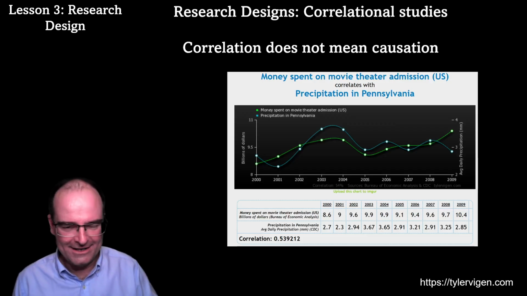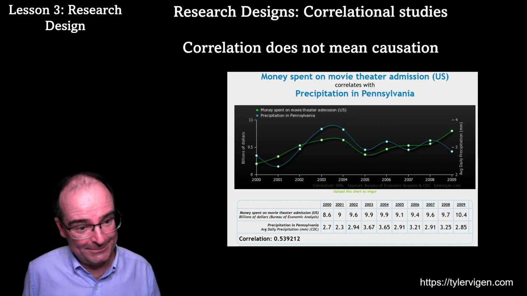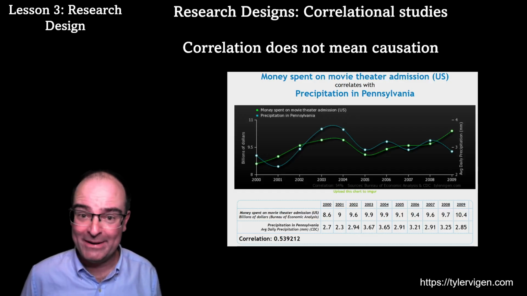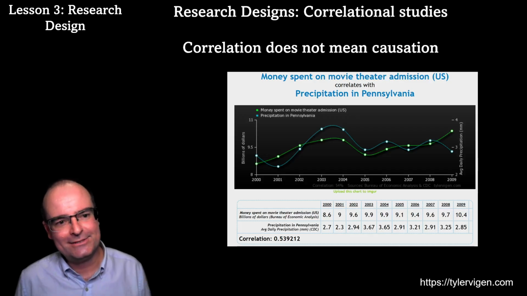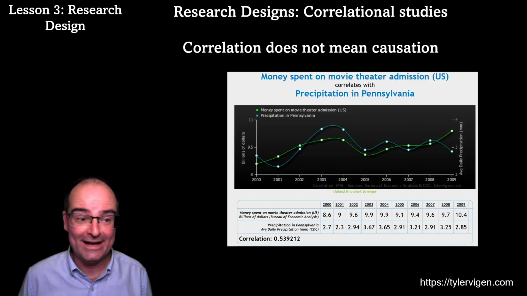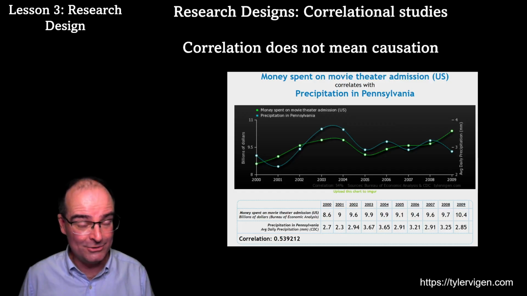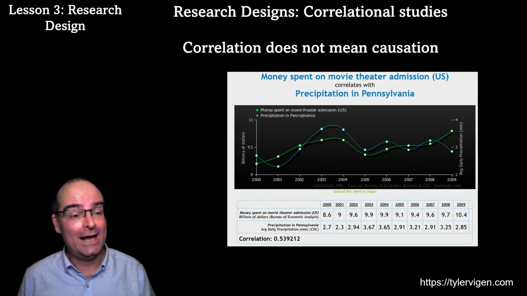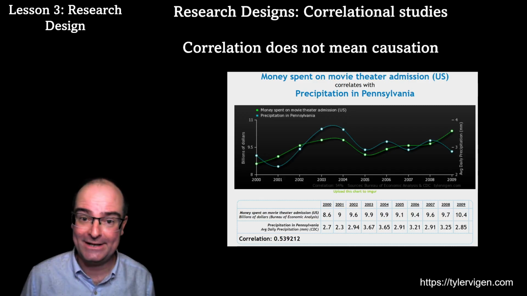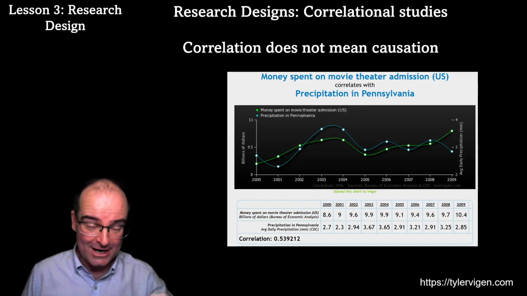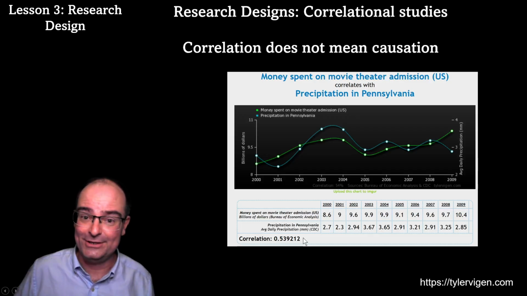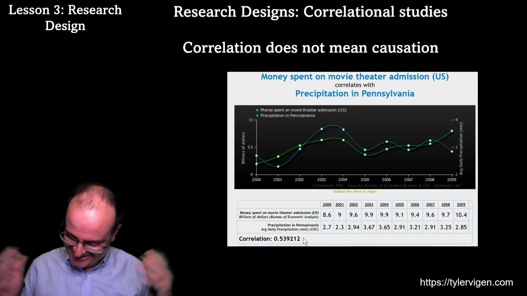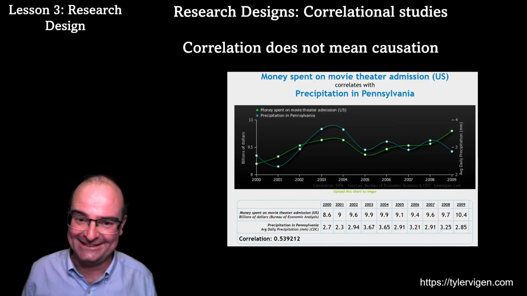There's a website, I need to tell you about this, otherwise 50 people are going to email it to me anyway. I know about it. There's the link there in the bottom right. This is the most sensible correlation I can find on the website, and it makes sense. Money spent on movie theatre admission and amount of rainfall in Pennsylvania. They track each other quite closely. You can see the correlation there is 0.53, okay? That's the only one I found that wasn't silly.